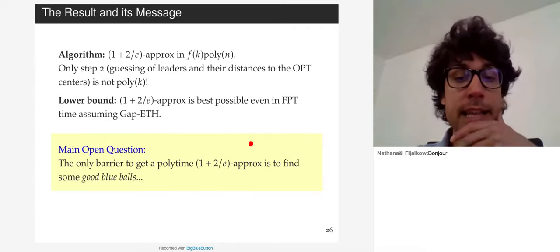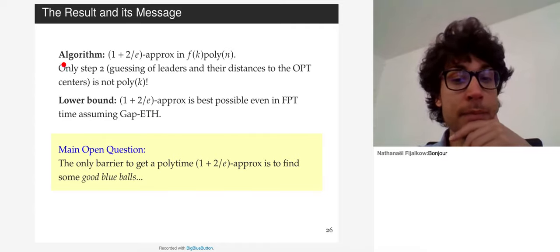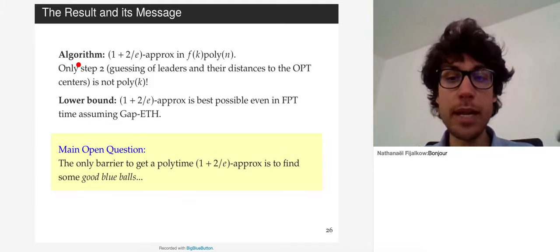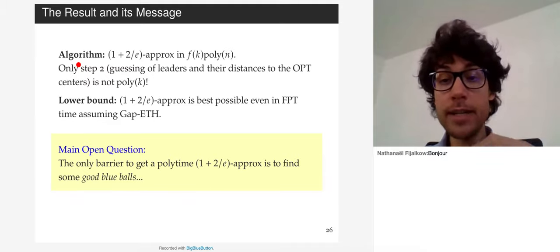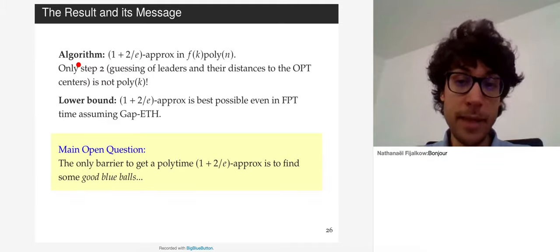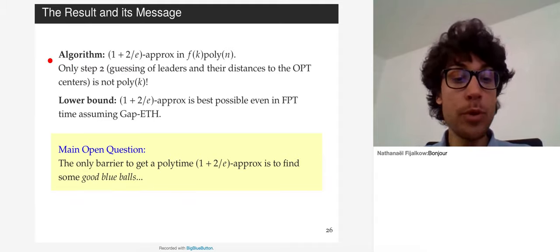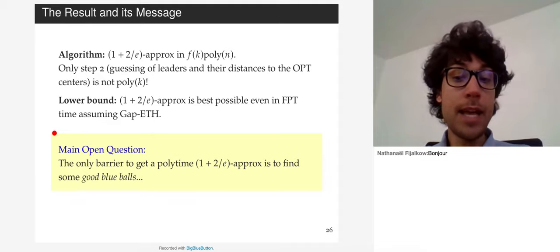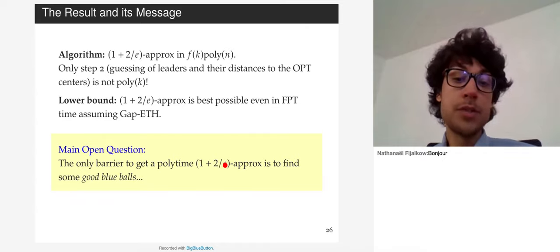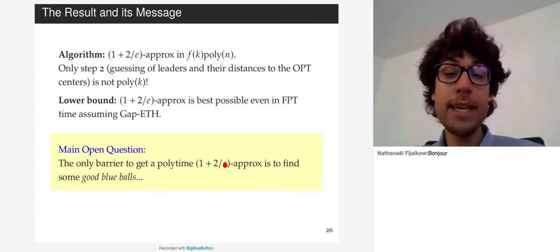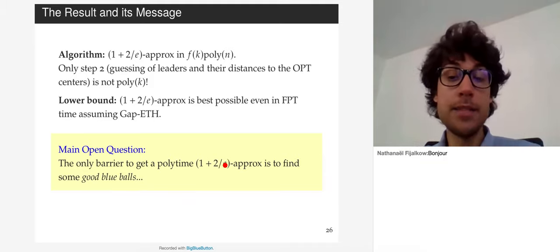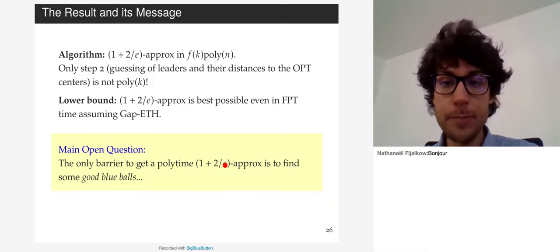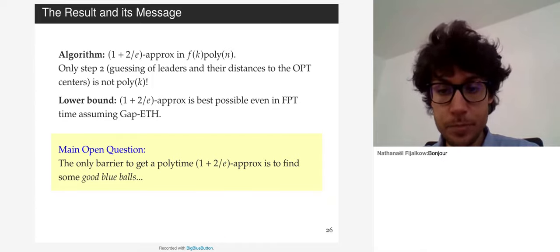The interesting question here is that if you could somehow get this step 2 to be poly time, even if you get something which is not a 3 approximation after step 2, but like a 4 approximation, you will already get better results for k-median in general metrics in poly time. So the only barrier that remains to get a poly time algorithm that matches this lower bound is to find some good blue balls. The blue balls I gave you, this is what you need to find. As soon as you find these, you can just run your submodular optimization and you're happy. That's the main step.